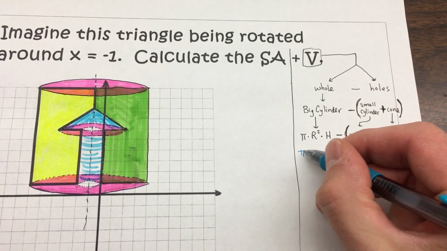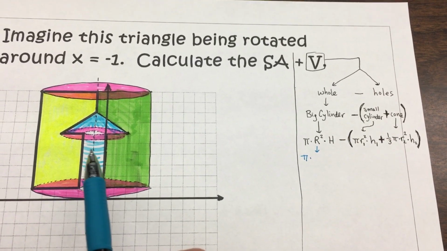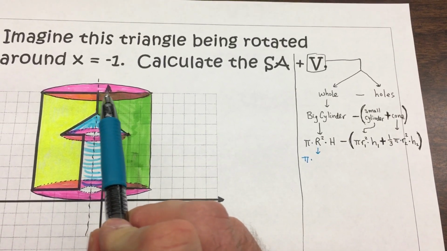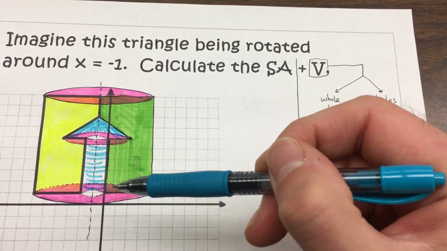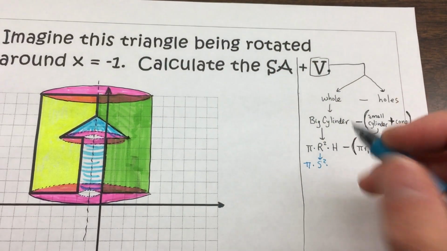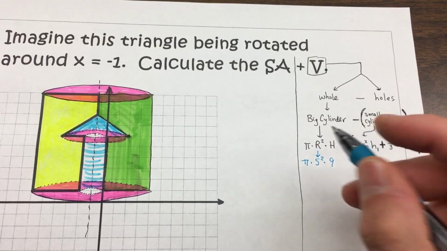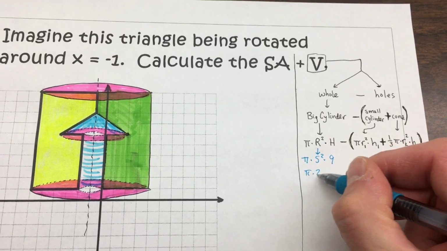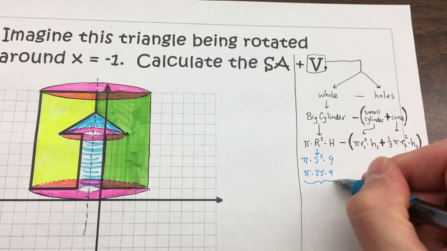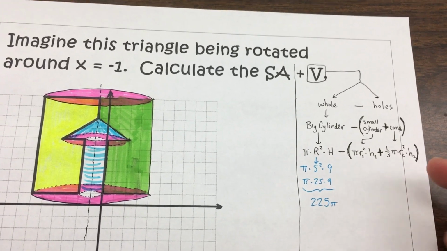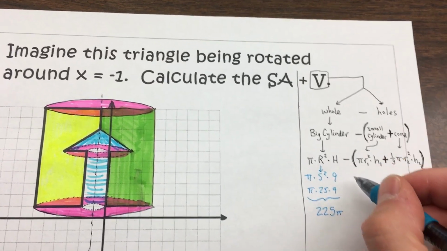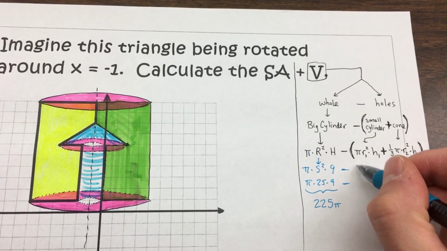So the radius of the overall big cylinder would really be this number that's right up here, which is 5. And the height of this thing, if I were to count from kind of top to bottom, should give me 9. So now I've got pi times 25 times 9. How many pi is that altogether? That is 225 pi. But now I've got to take out all the holes from it.